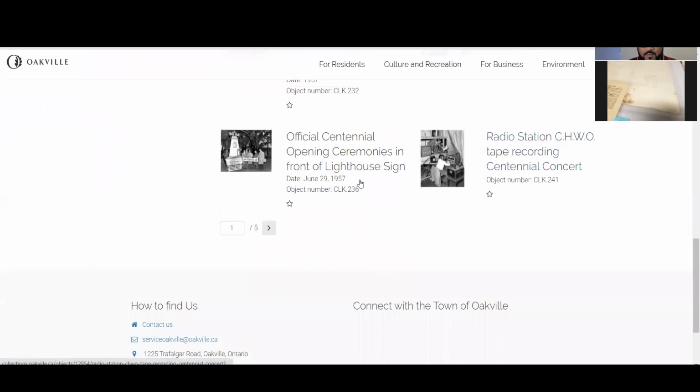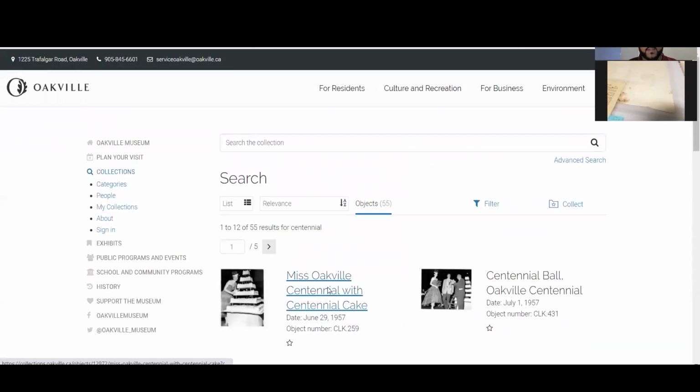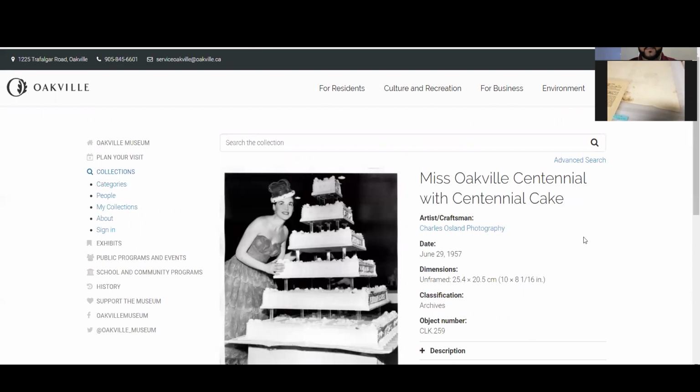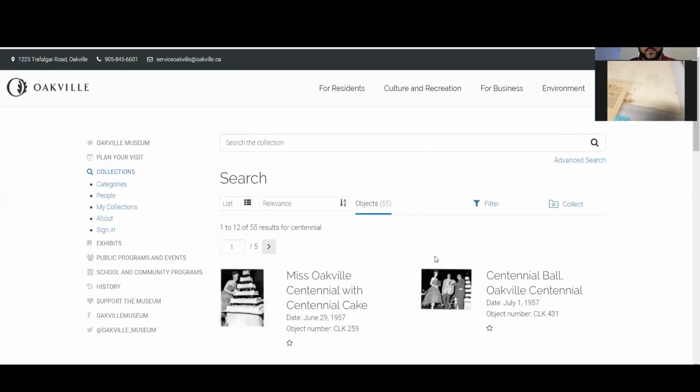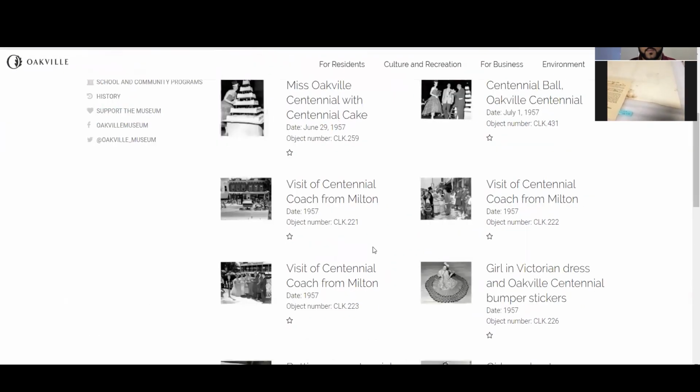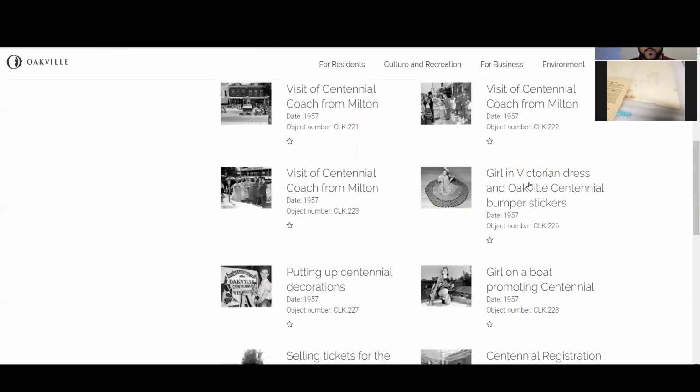Maybe, Nabil, you could find the one of Miss Oakville with the cake. Yes. So there was literally a Miss Oakville contest, and she's wearing a crown at a jaunty angle with a giant cake. So, things that were considered appropriate in 1957 that we wouldn't consider appropriate today. But if you remember that historic lens, it is kind of interesting to go back and look at some of these things.